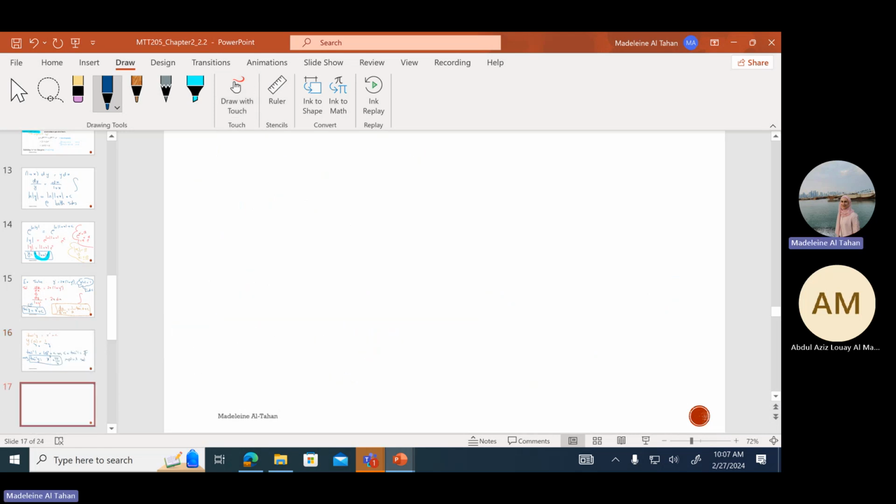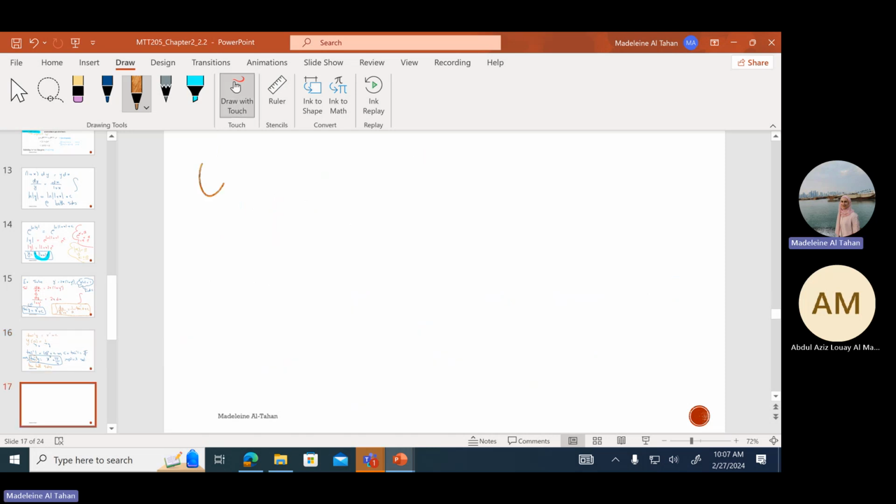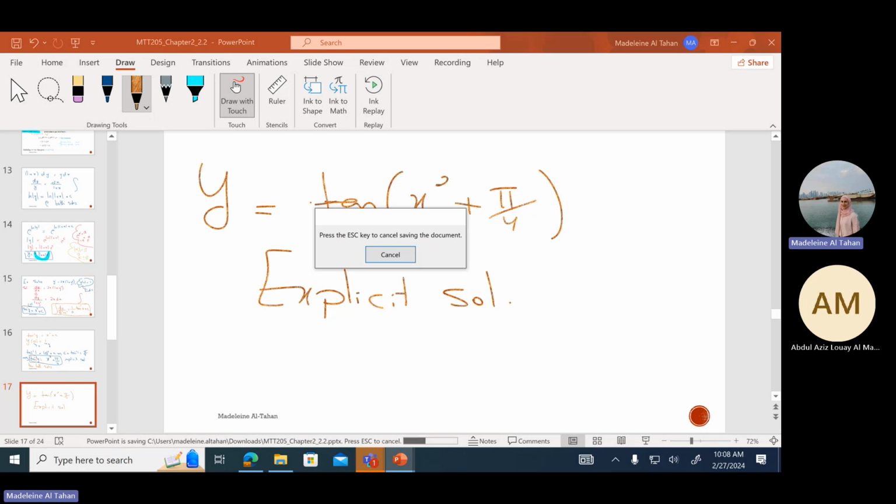Now, if you want the explicit solution, we should write it as what? What should we do here? And why did we use the tangent and not the sine? Because we have tangent inverse. If I have sine inverse, I will take the sine of both sides. Cosine inverse, we take the cosine of both sides. So what will we get now? y is equal to tangent of (x squared plus pi over 4). And this will be our final answer, which is our explicit solution. And again, we don't find the explicit solution unless I'm asking you to do that, because sometimes it's very difficult to find the explicit solution, and sometimes we cannot find it.